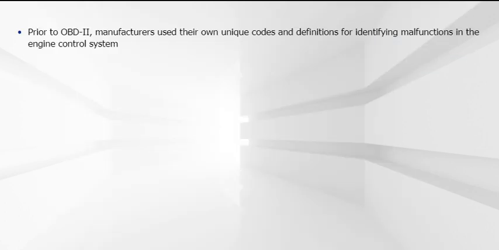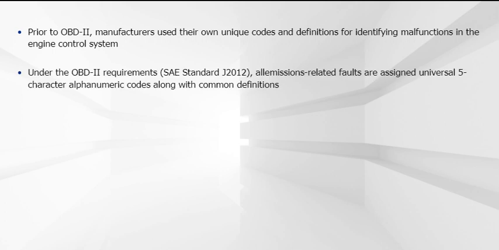Prior to OBD2, manufacturers used their own unique codes and definitions for identifying malfunctions in the engine control system. This complicated the diagnostic process for technicians. Under the OBD2 requirements, SAE Standard J2012, all emissions-related faults are assigned universal 5-character alphanumeric codes along with common definitions. Additionally, all codes on vehicles with OBD2 use the same 5-character format and go by the term Diagnostic Trouble Code, or DTC.